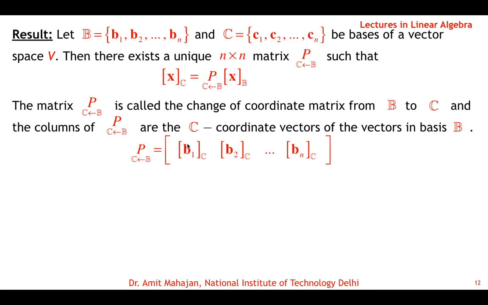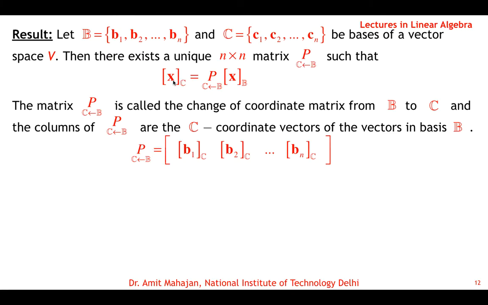Basically these columns are weights when the vectors in basis B are written as a linear combination of vectors in basis C. So this is P B to C, the change of coordinate matrix from B to C. If we are changing the coordinate matrix from B to C, we have to write the vectors in the old basis as a linear combination of the vectors of the new basis, and that will form the P B to C matrix.